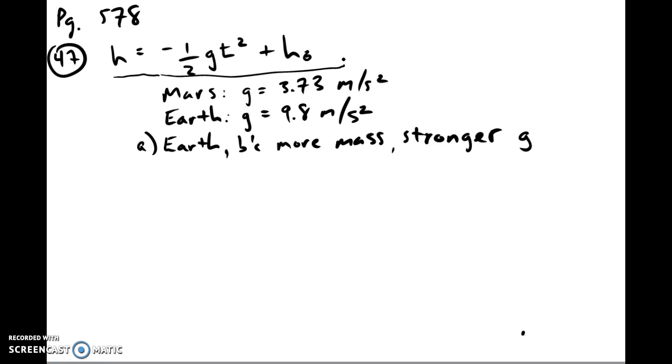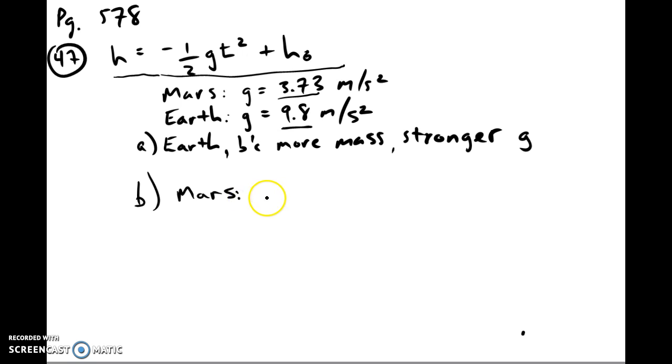So letter A is pretty obvious: Earth, because it's bigger, is going to have a stronger gravity. You can see 9.8 meters per second squared is Earth's gravity, whereas 3.73 meters per second squared is Mars's. So things are going to fall slower on Mars. Letter B, you're just going to use this formula, and you're going to compare them.